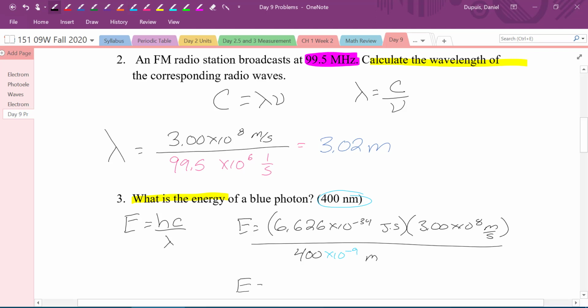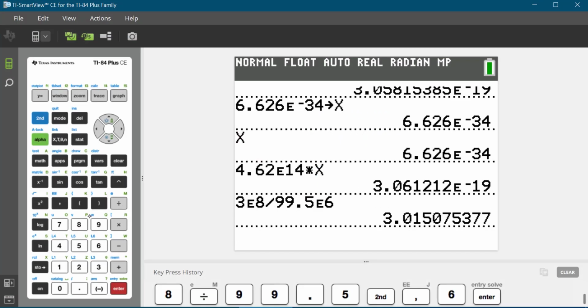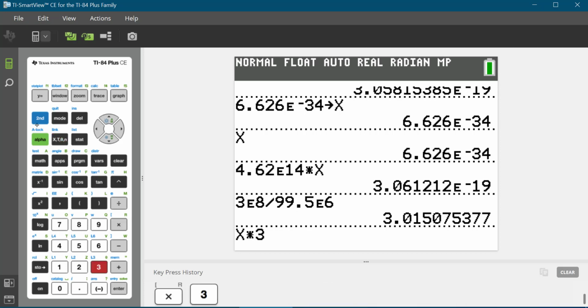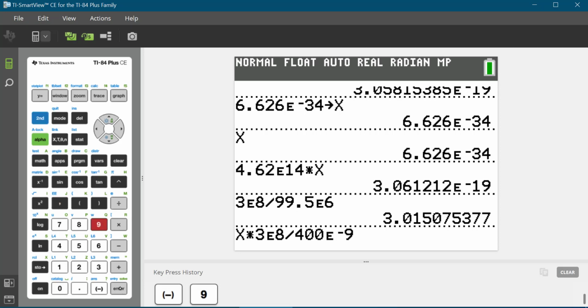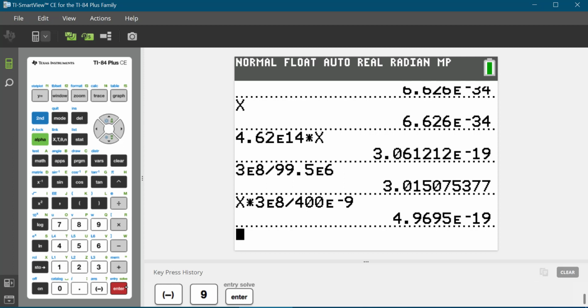So that my energy is what? Well, let's go to x, 6.626 times 10 to the negative 34 times 3 times 10 to the 8, divide 400 times 10 to the negative 9. And I actually get 5 times 10 to the negative 19th, because that's only 1 sig fig.